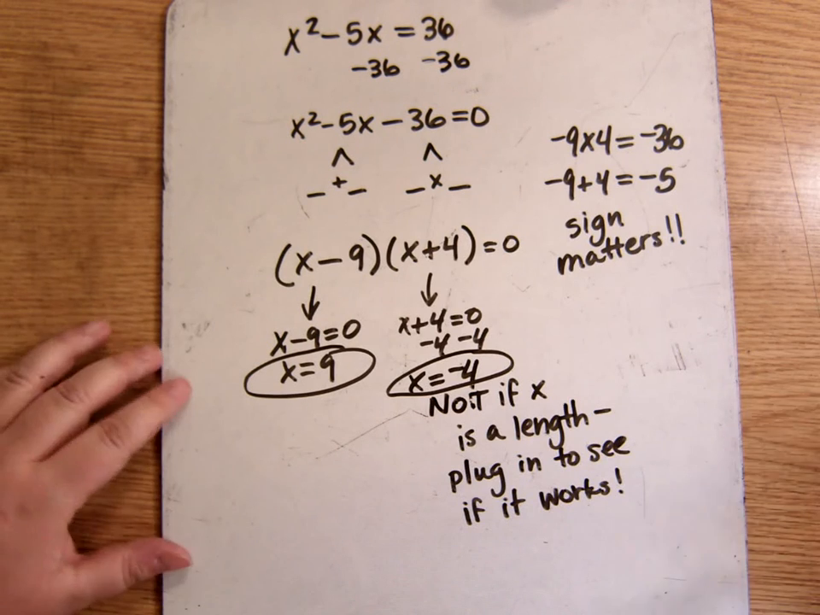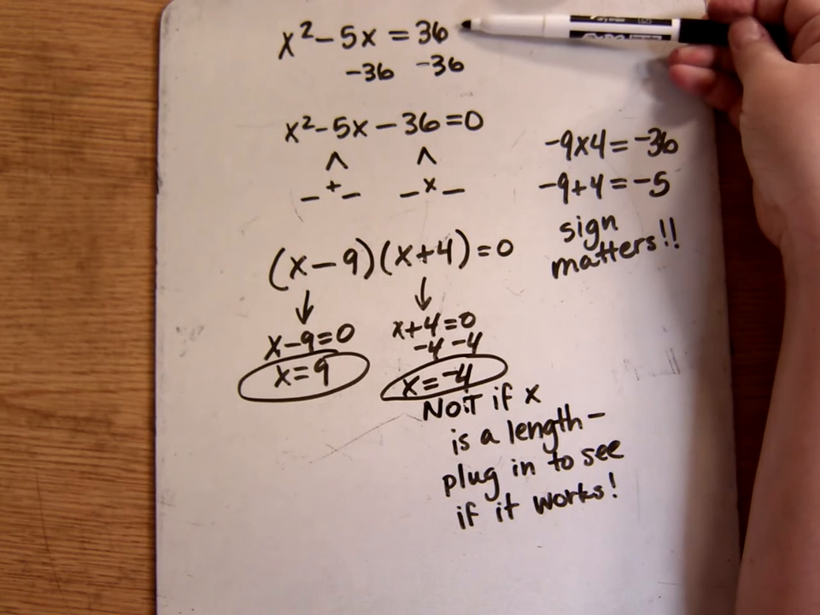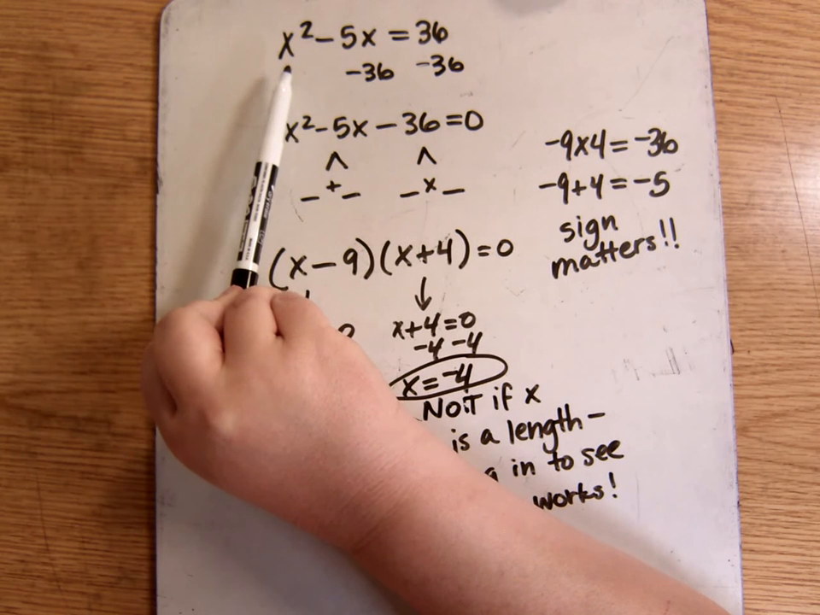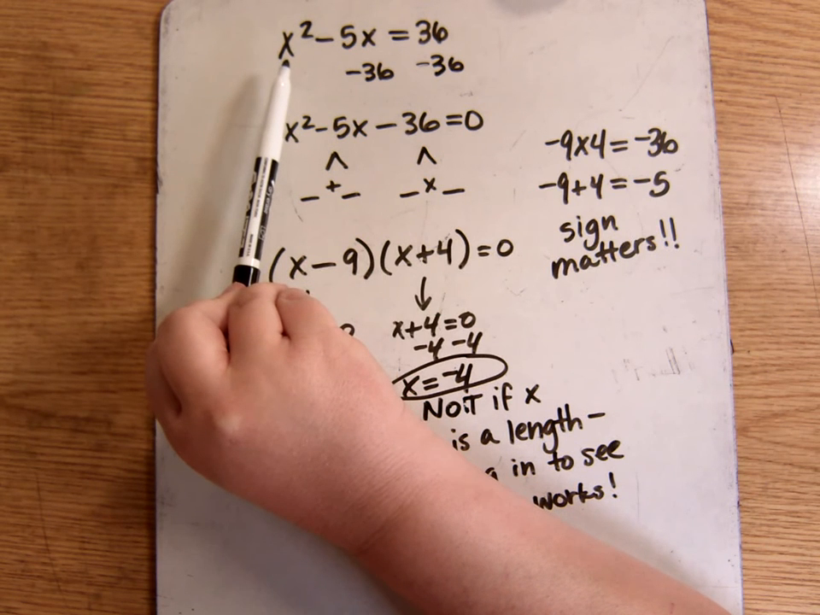Okay, on this next one, I'm starting out with x squared minus 5x equals 36. I see that it's quadratic, which means I have an x squared, no x cubed, no x to the fifth, nothing like that. That's a quadratic if it starts with x squared. Well, it doesn't have to start with it, if the biggest power of x is squared.